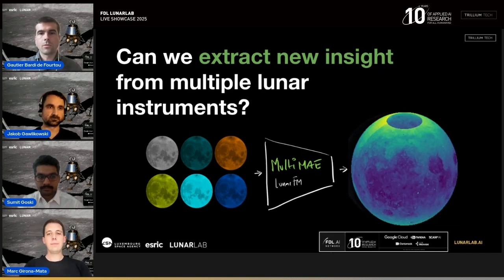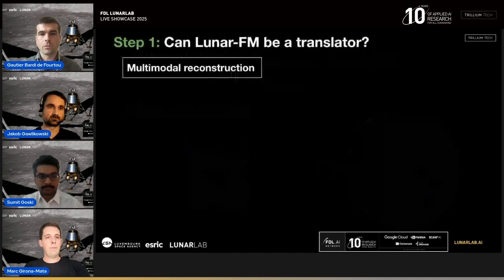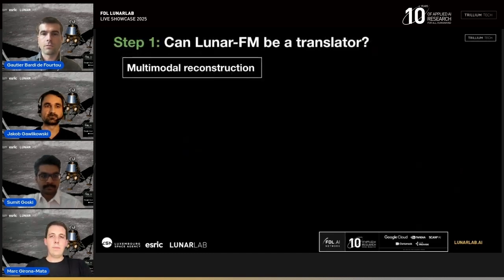Thank you, Mark. So, as you said, we are using a multimodal masked autoencoder that we trained on reconstruction and translation tasks. So now let's see if our model, LUNAR FM, can actually be a translator from one modality to another one and check if it did learn useful information across modalities. To do so, we perform multi-modality reconstruction.